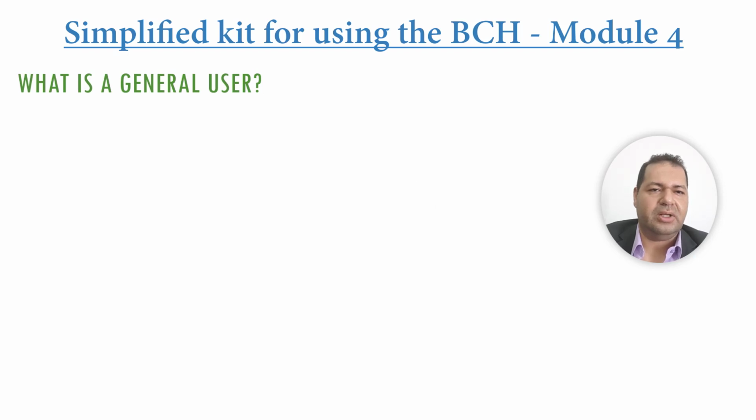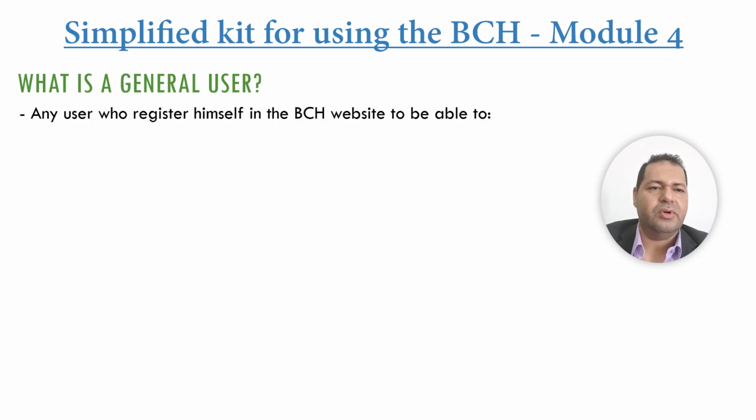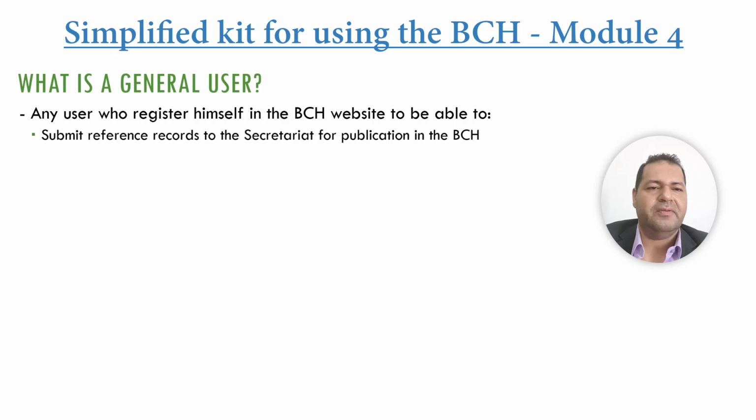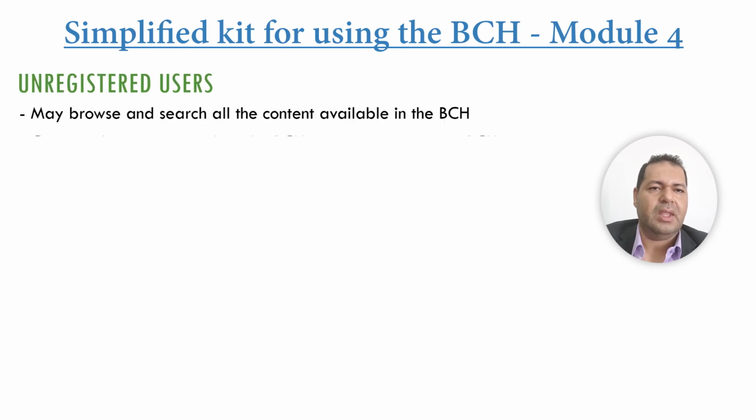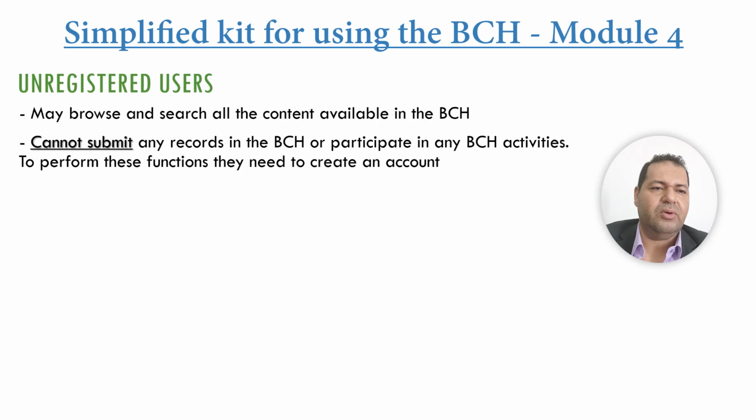What is a general user? It is any user who registers himself on the Biosafety Clearinghouse website to be able to submit reference records to the Secretariat for publication in the Biosafety Clearinghouse, subscribe to updates and newsletters, practice on the BCH training website, and participate in BCH activities such as forums and online meetings. An unregistered user may browse and search all content available in the Biosafety Clearinghouse. However, they cannot submit any record in the Biosafety Clearinghouse or participate in any BCH activities. To perform these functions, they need to create an account.